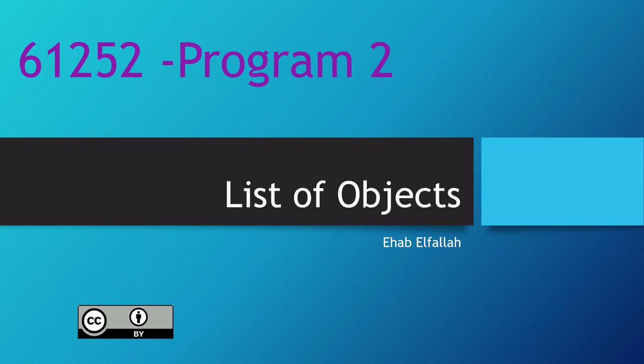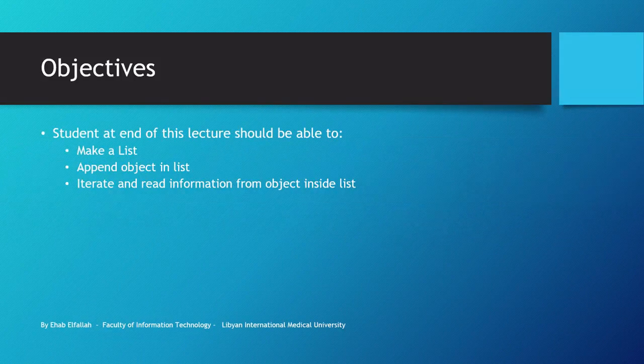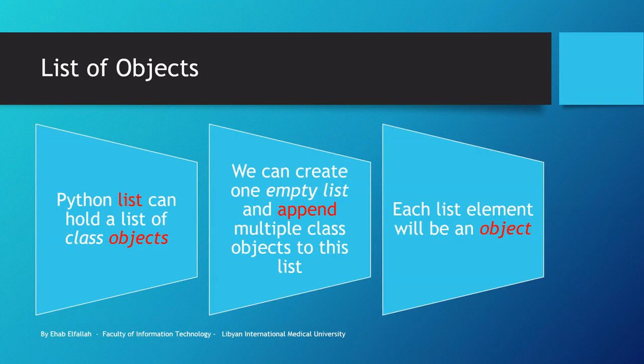Everyone, today we'll talk about this new lecture, list of objects, and these are the objectives of this lecture. So list of objects: a Python list can hold a list of class objects that we create. Previously we could create a list of integers or a list of strings. Now we can create a list of objects of a class that we have created.